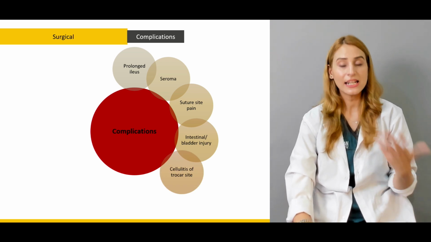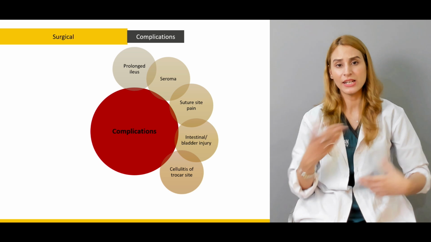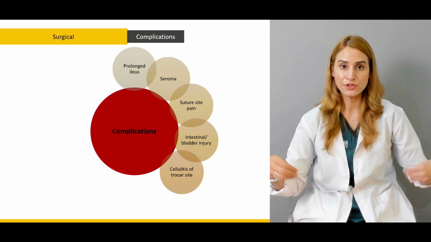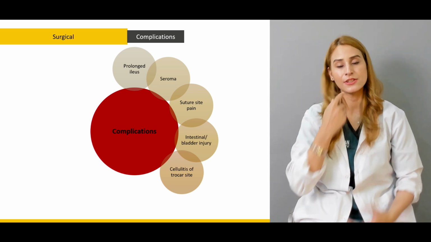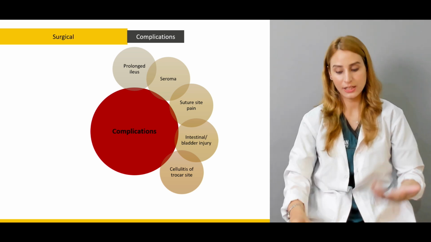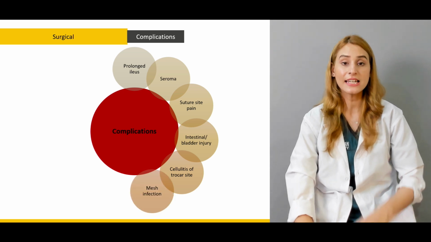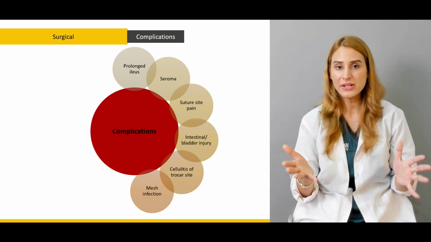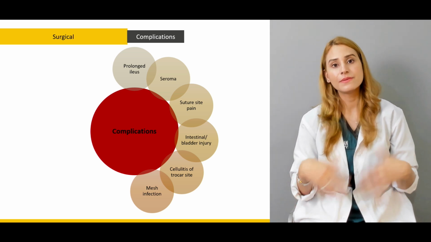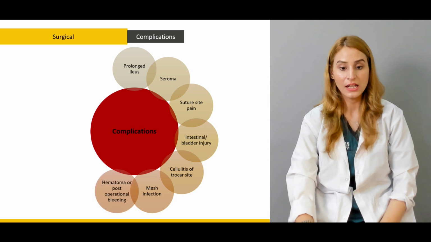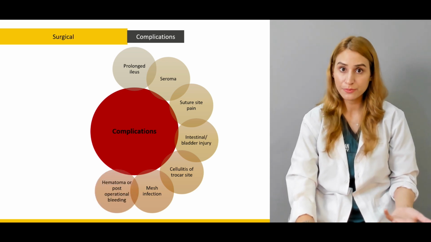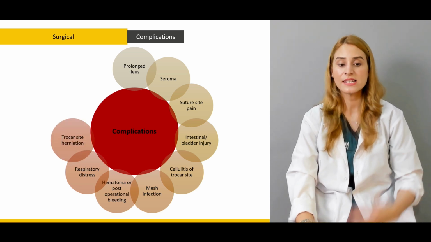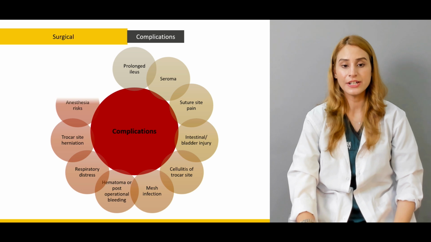There can be cellulitis of the trocar site, because if you're doing a laparoscopic hernia repair and you're putting the trocar into the abdomen, there can be cellulitis at the trocar site. There can be a mesh infection, because obviously mesh is a foreign body. There can be hematoma or post-operative bleeding. The patient can have respiratory distress. There can be trocar site herniation.